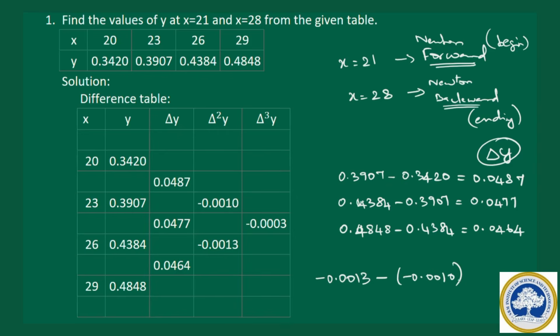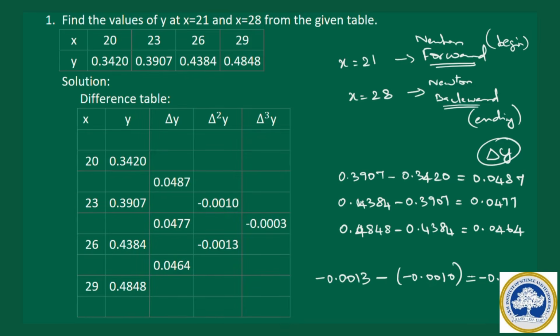This is the actual calculation. So minus into minus will become plus. Again you have to subtract it. So the answer will be minus 0.003, because please do these calculations using a calculator, okay, so that you can't make any mistakes, right?